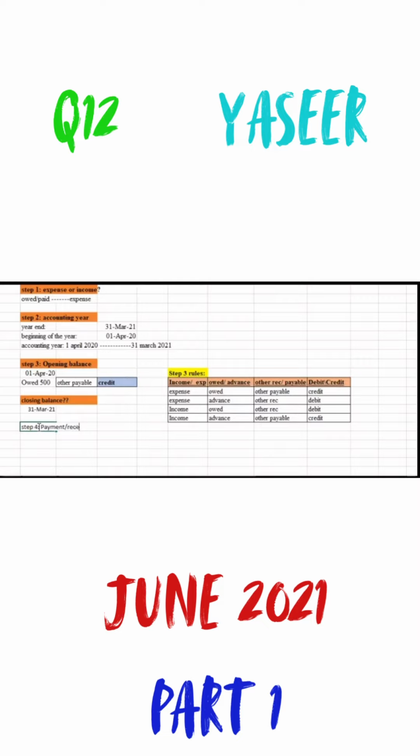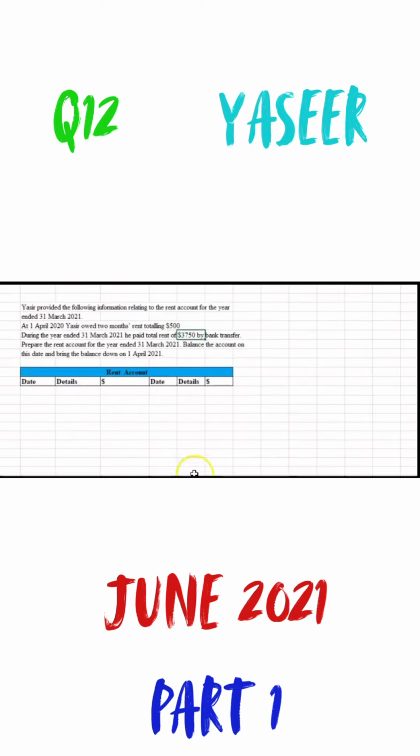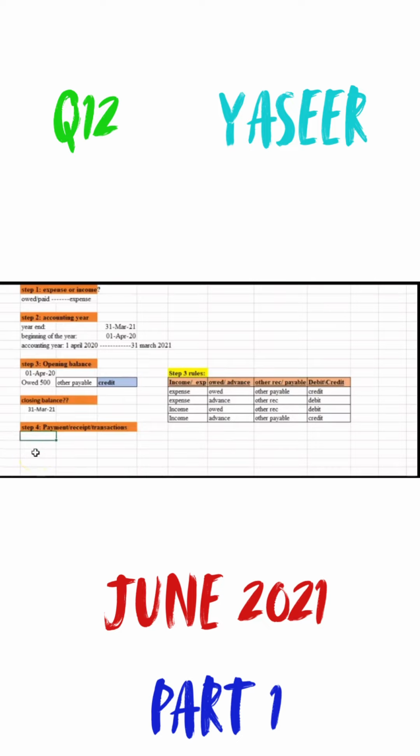We look for any payments or receipts. The question clearly mentions that during the year ended 31st March 2021, he paid total rent of $3,750 by bank transfer. The double entry for this is bank credit and expenses debit. The logic is that bank goes down if there is a payment, so bank as an asset goes down, so it is credit. Therefore, the expenses account is debited by the amount $3,750.